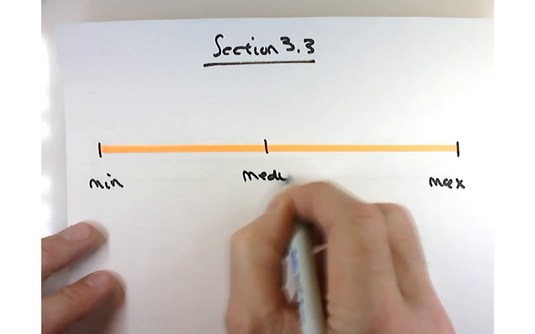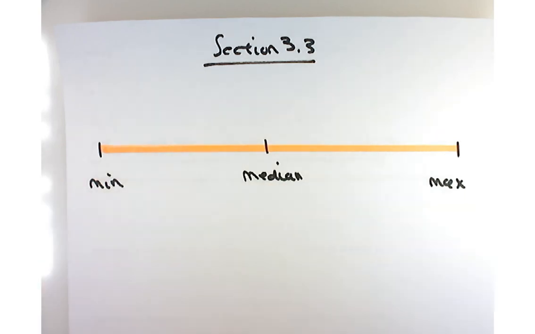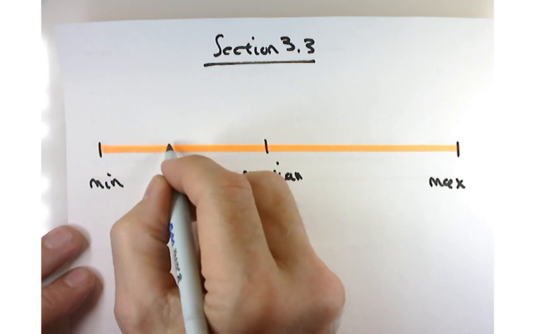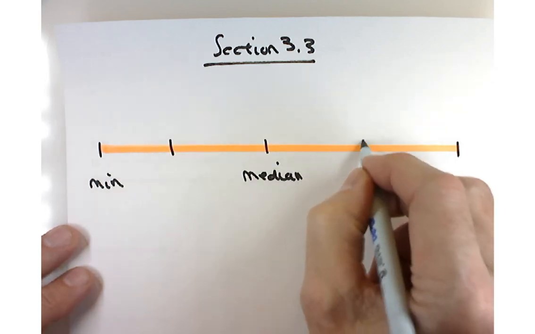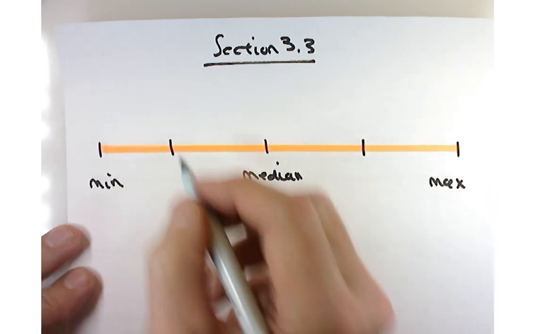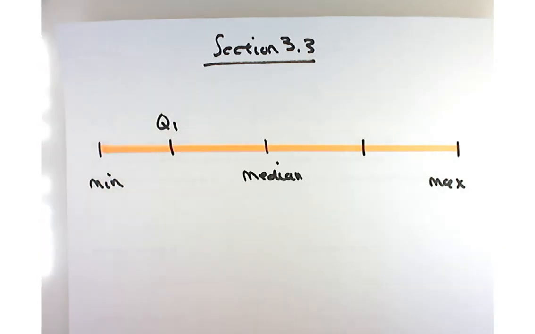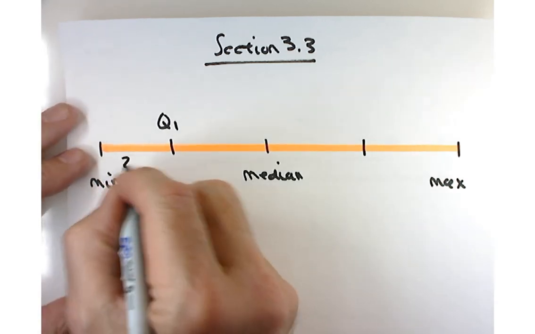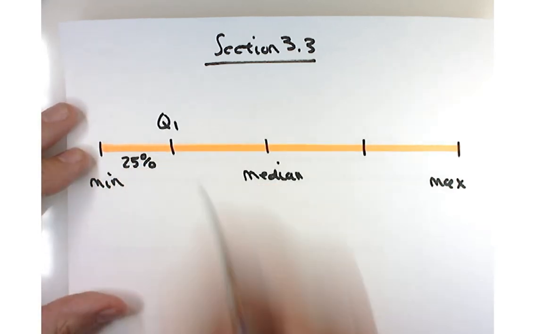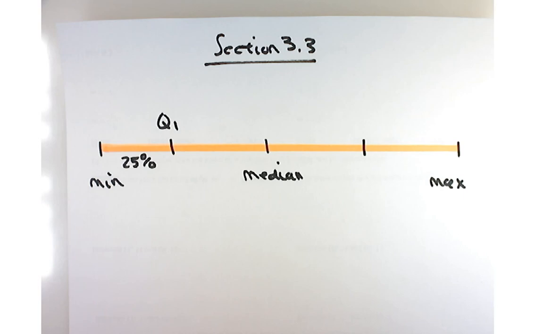Median. So this is if you order your data set and you look at the number that splits your data exactly in half. Half your data is above, half your data is below. But we can split those again here and here. I'm going to call this one Q1. That's your first quartile. It separates the bottom 25% of the data from the top 75% of the data.